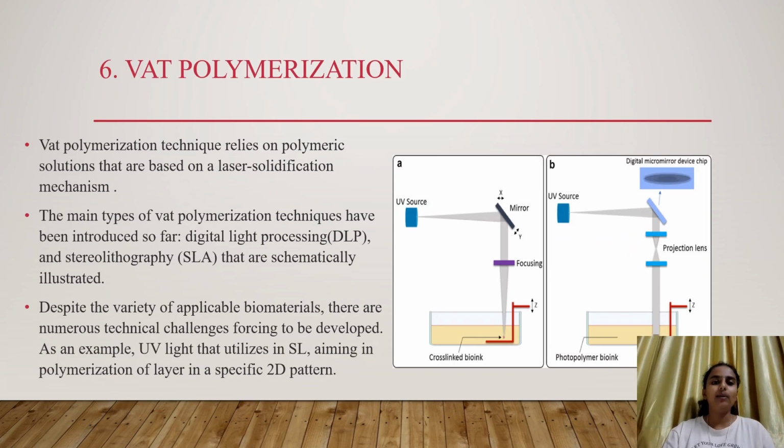Last one is VAT polymerization. The VAT polymerization technique relies on polymeric solutions that are based on a laser solidification mechanism. The main types of VAT polymerization techniques that have been introduced so far, such as digital light processing, are systematically illustrated.